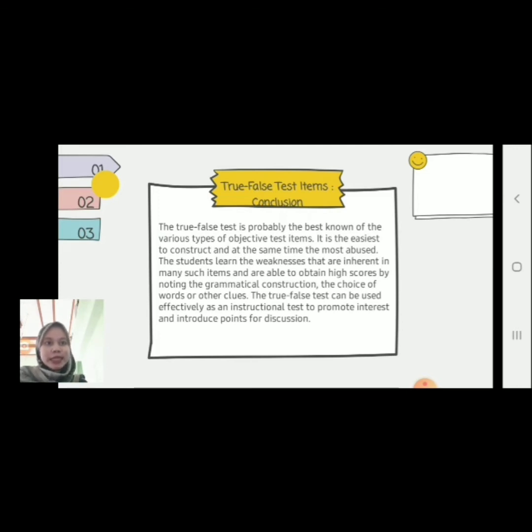The true-false test can be used effectively as an instructional test to promote interest and introduce points for discussion. This is perhaps the most important use for the plain true-false item. It is a valuable type of test to use in giving short daily quizzes that may be used to motivate the student for a new assignment, to review previous lessons, to locate points to be retaught, or to introduce controversial points for class discussion.